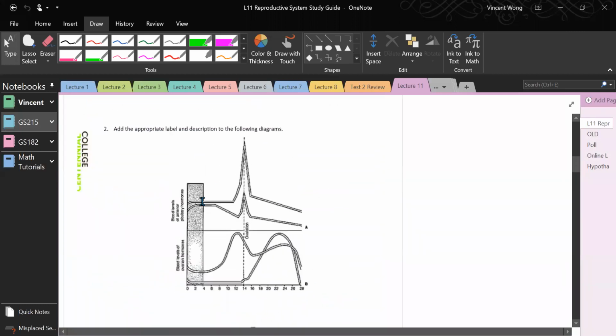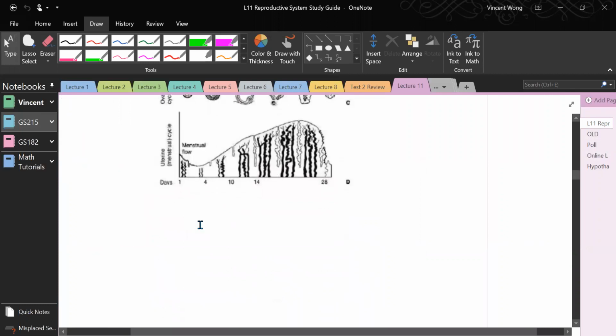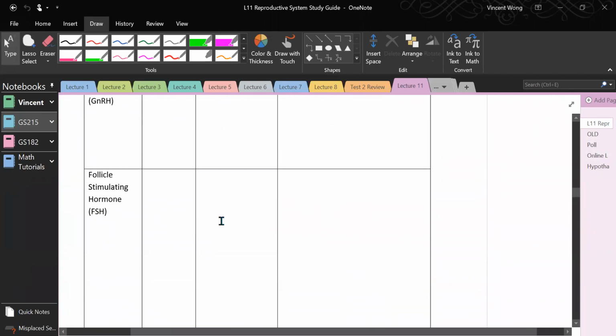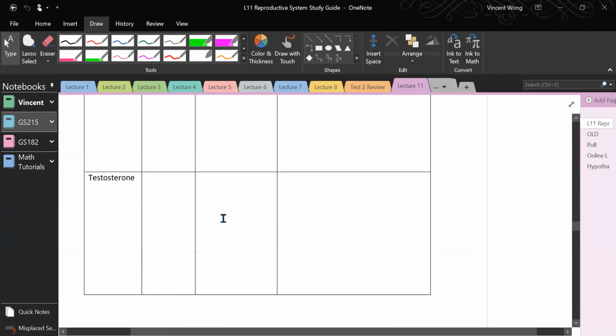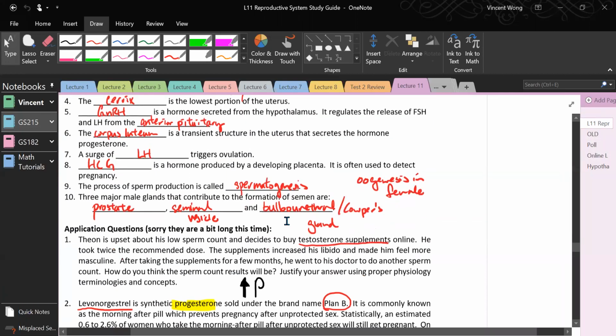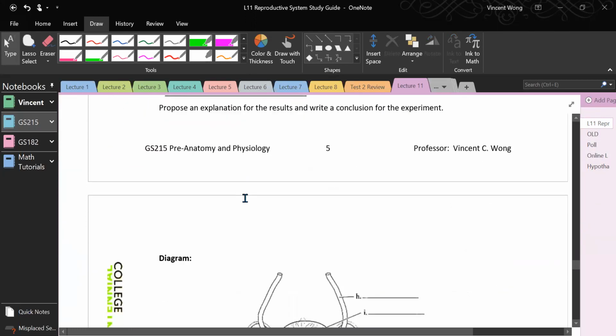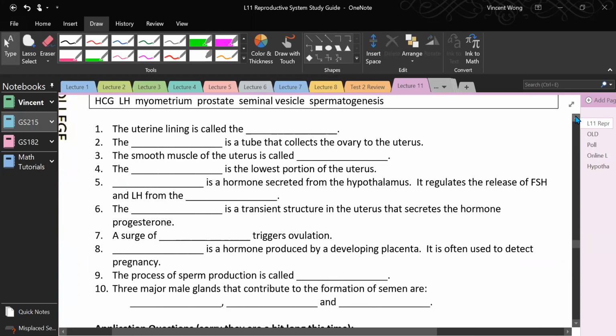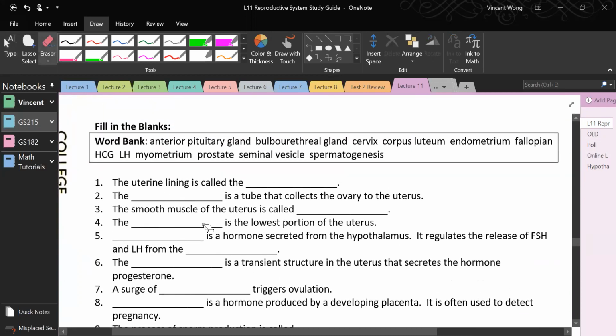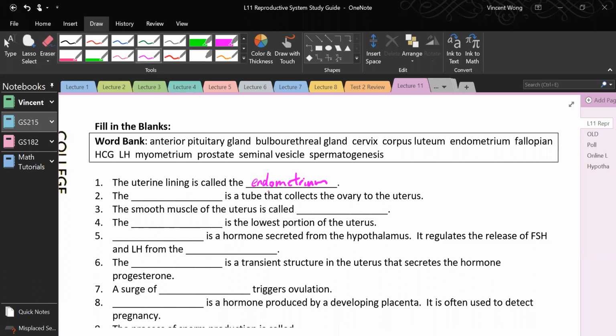Okay, we did this diagram already in extensive detail in the lecture. I'm not going to repeat that. We also filled in all of these during the lecture recordings, so I'm not going to do that either. We can fill in the blanks here for all these things. So the uterine lining is called the endometrium. Again, it will thicken in the presence of estrogen and progesterone.